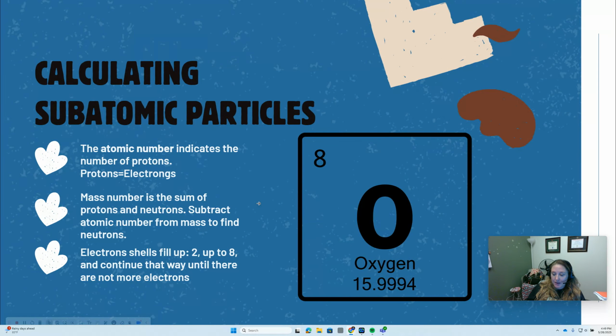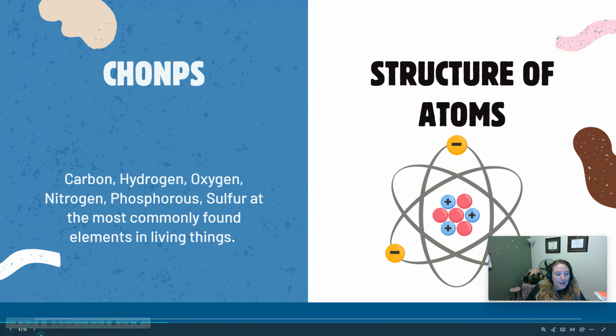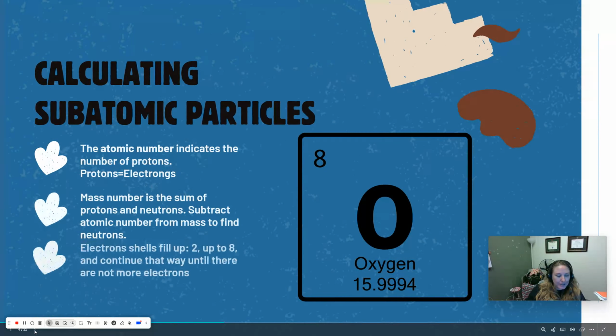If you are hoping to earn some bonus points like you did for chapter 1, then use this oxygen and give me the number of protons, electrons, neutrons, and then how those electrons are organized. So you can say shell 1, how many are in there? Shell 2, shell 3, shell 4, shell 5 if we go that high. I don't want to give too much away, and that will get you some bonus points on your quiz. Oh, we went backwards. We want to go forwards.